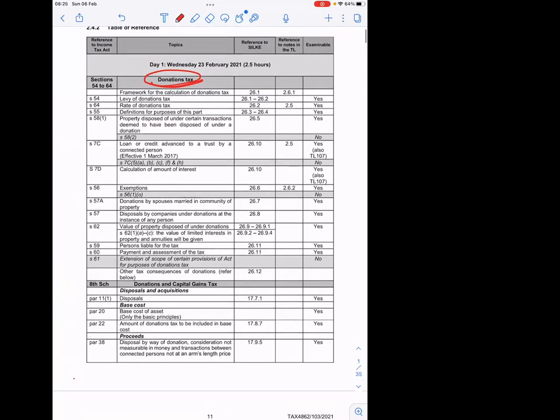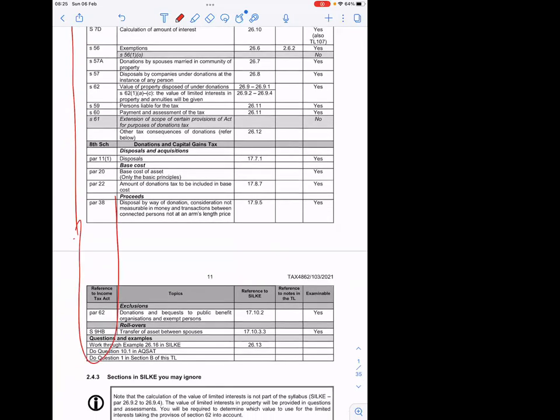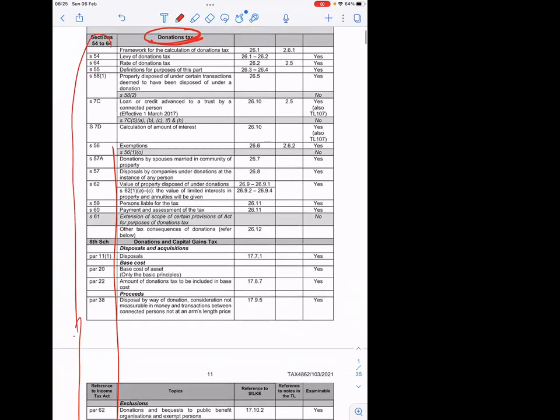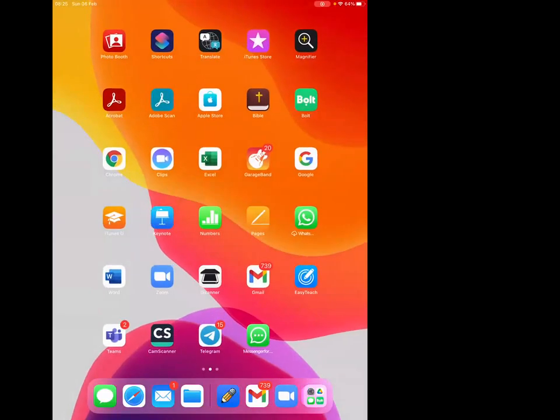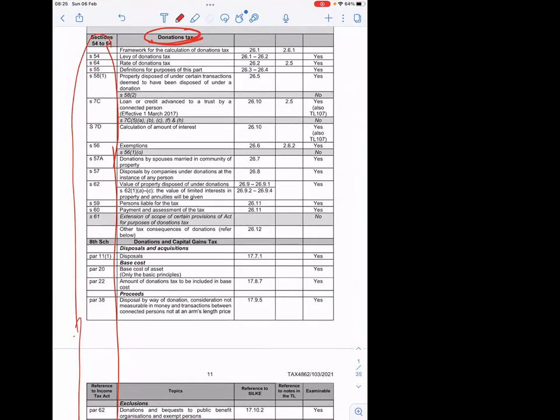Okay? Right. So now how do we start the CTA? Now we have to take you through these sections. Right. So any question before I proceed from here? Any questions so far? No questions. Right. So then I start with the donations tax.